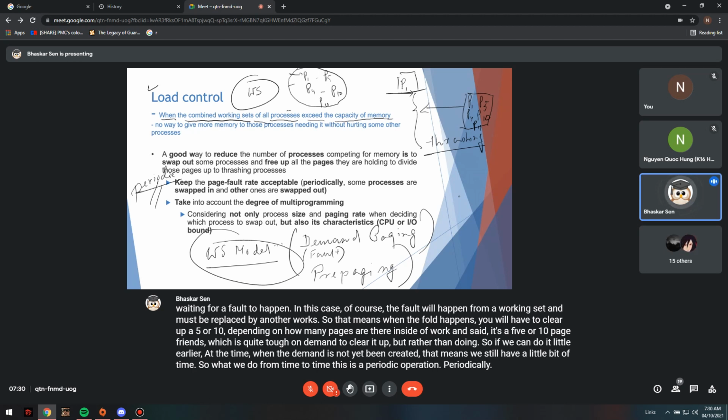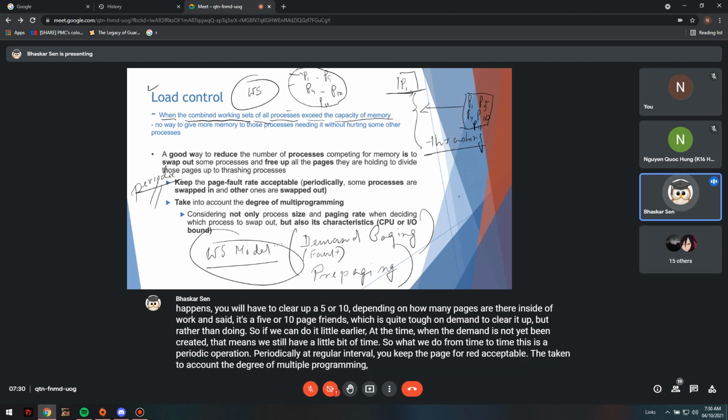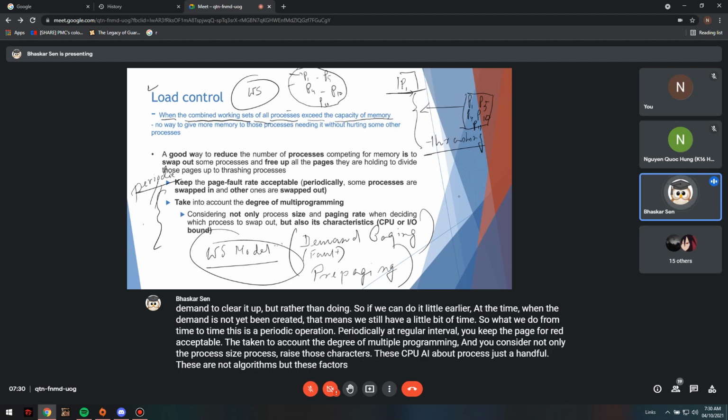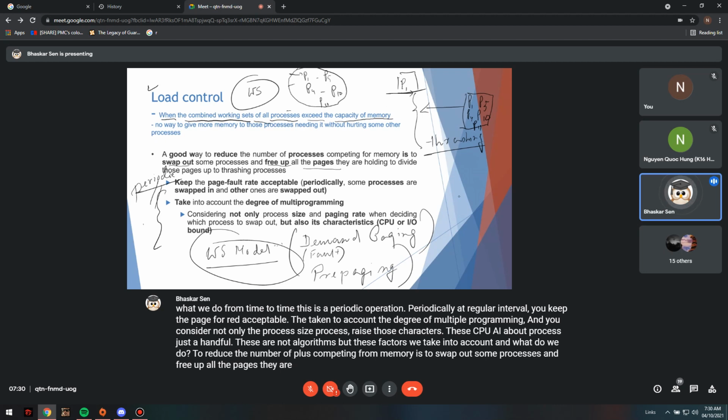Periodically, at a regular interval, you keep the page fault rate acceptable, taking into account the degree of multi-programming. You consider not only the process size and process rates, but also its characteristics, CPU-bound or IO-bound process. These are not algorithms, but factors we take into account. And what do we do? To reduce the number of processes competing for memory, we swap out some processes and free up all the pages they are holding, to divide those pages up among thrashing processes.